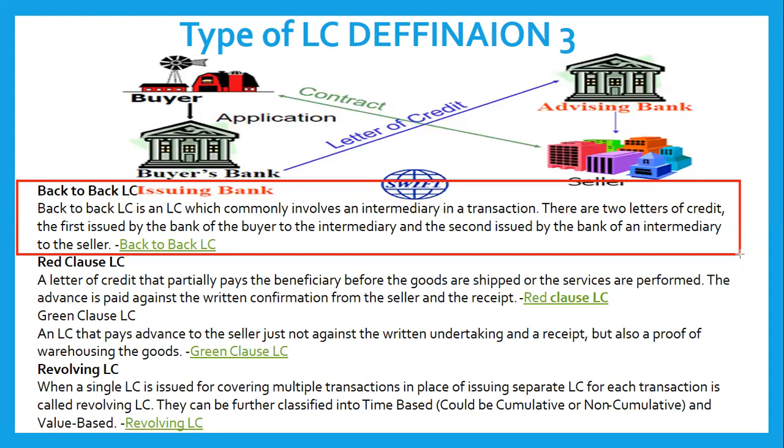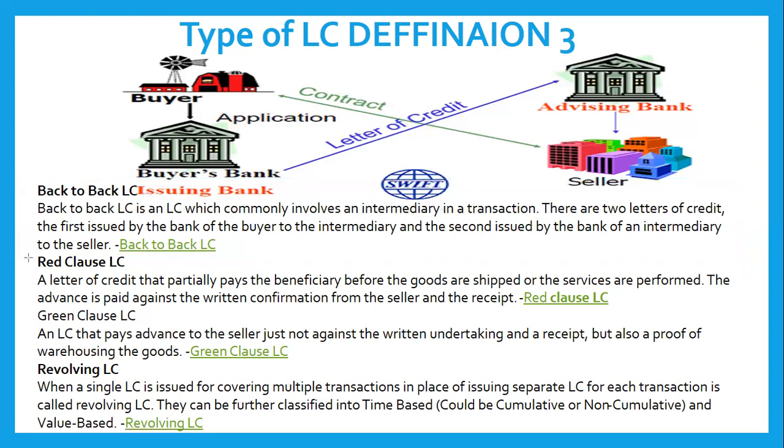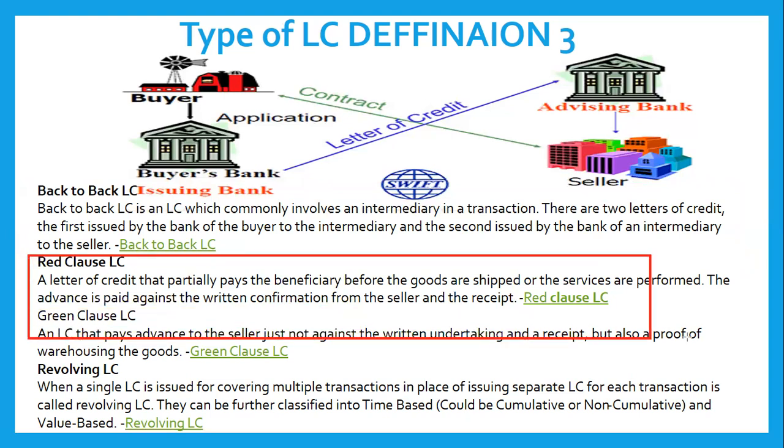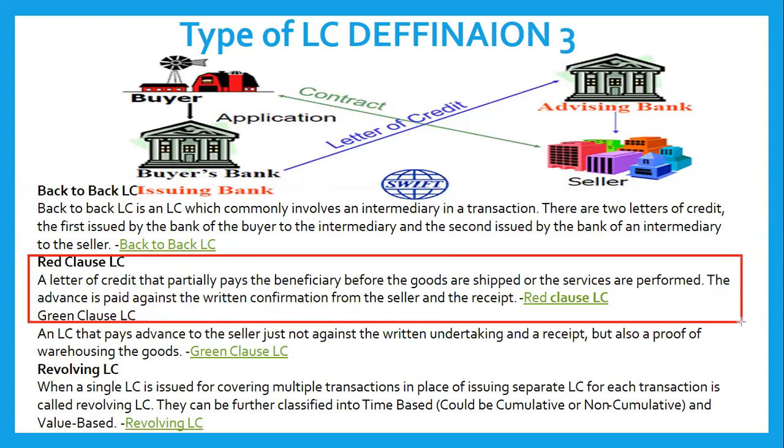Now we will discuss the red clause LC. So this is the definition. Red clause LC: a letter of credit that partially pays the beneficiary before the goods are shipped or the services are performed. The advance is paid against the return undertaking from the seller, the receipt.